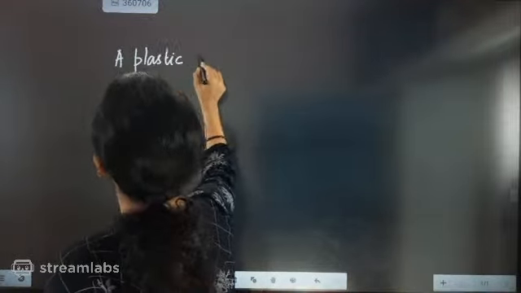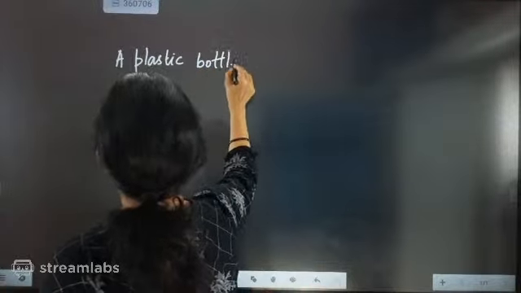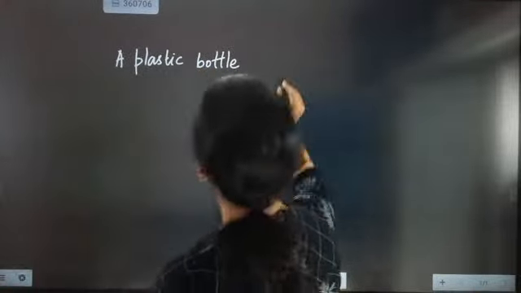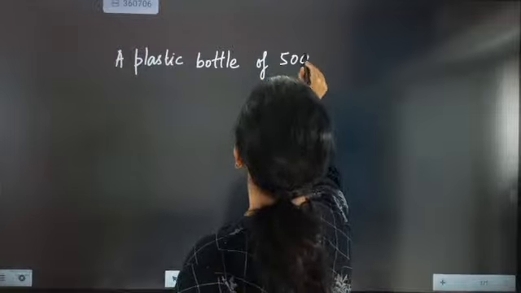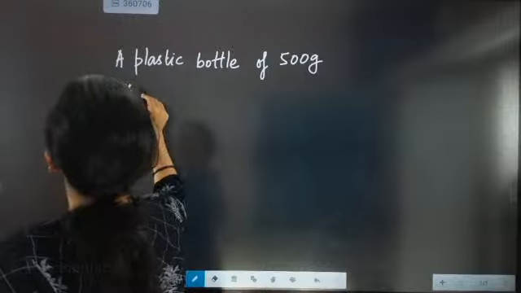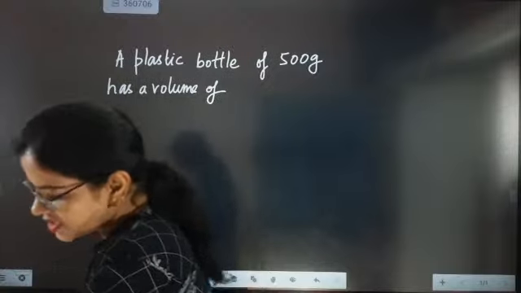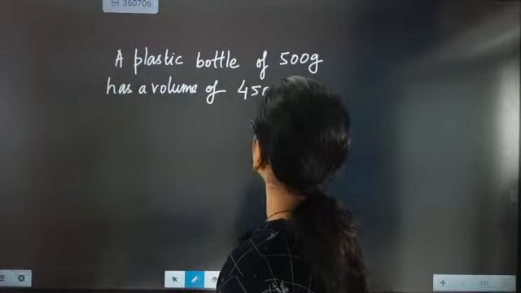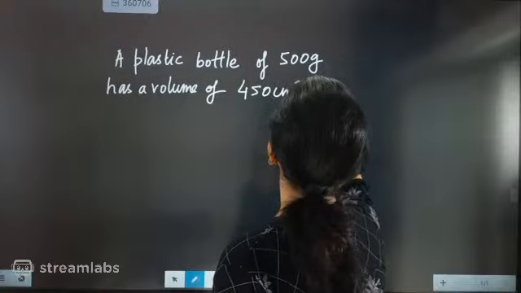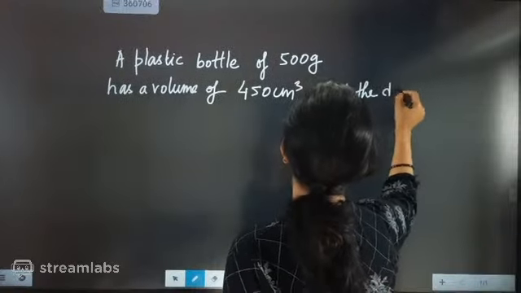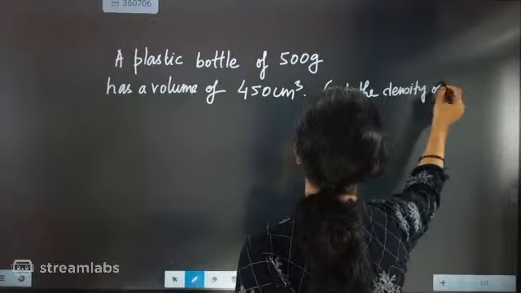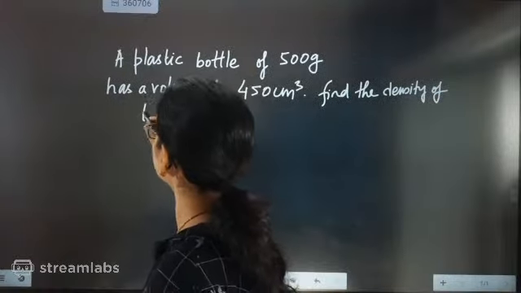Okay, so now a plastic bottle of 500 gram has a volume of 450 cubic centimeter. Find the density of the bottle. Like normal questions he has given.